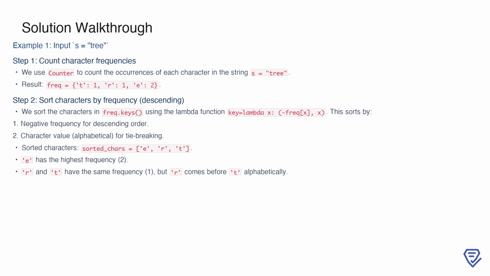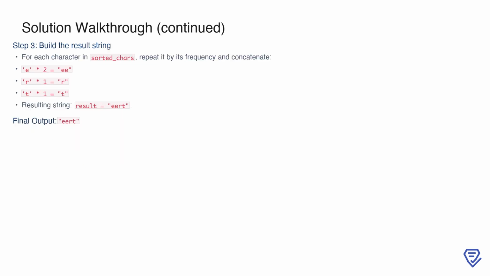After sorting, we get E, R, T. Here, E comes first because it has the highest frequency, and R appears before T due to alphabetical order since both have the same frequency of 1. Now that we have the characters sorted by frequency, we can build the result string. For each character in the sorted list, we repeat it according to its frequency and concatenate the pieces together.